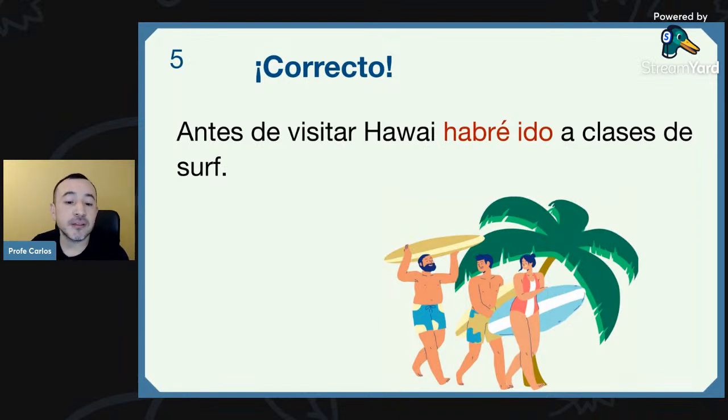So, interesante, podemos usar el verbo ir, we can use the verb ir when we talk about a course or a lesson, like literally to go to English lessons or something. En español, in Spanish, it is correct if we use it that way. Muy bien. 6.